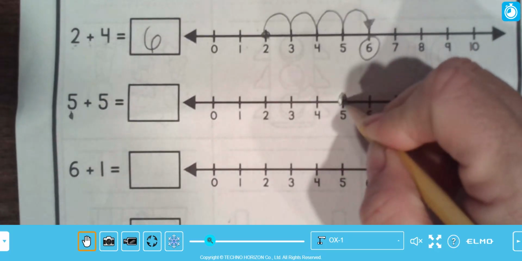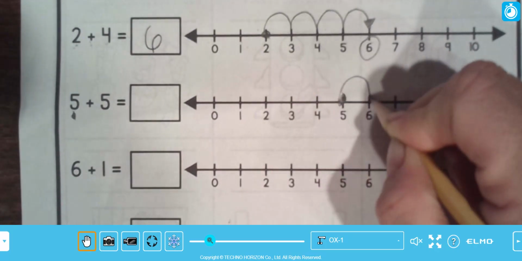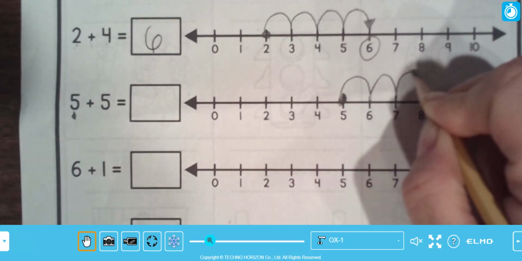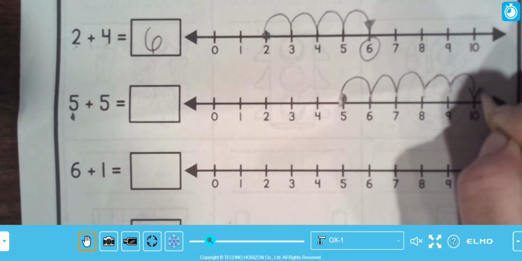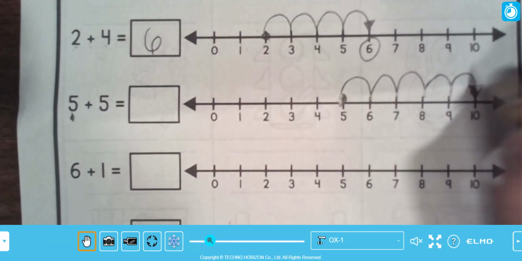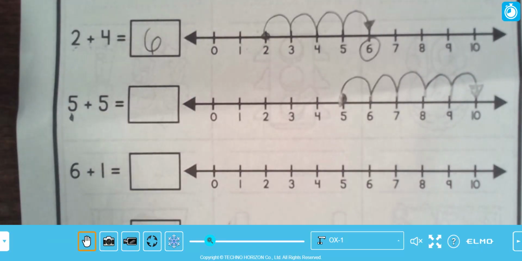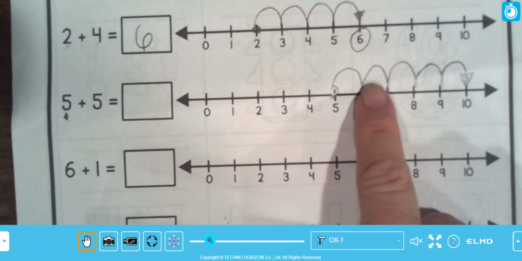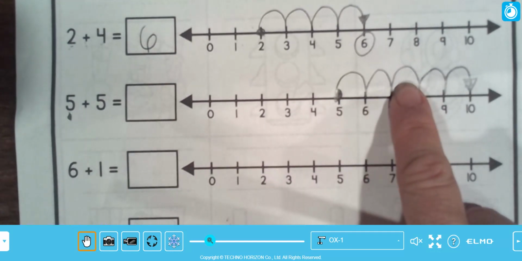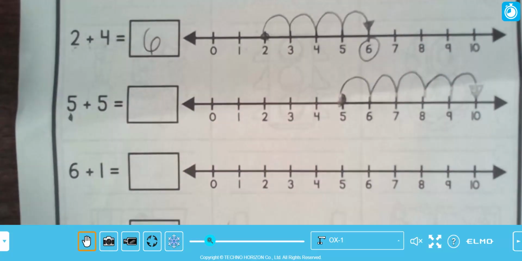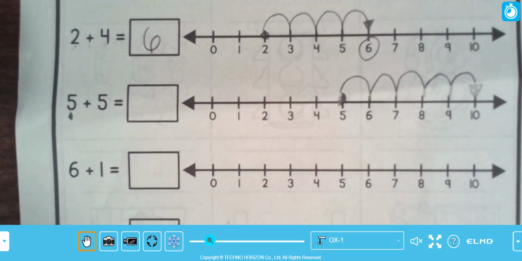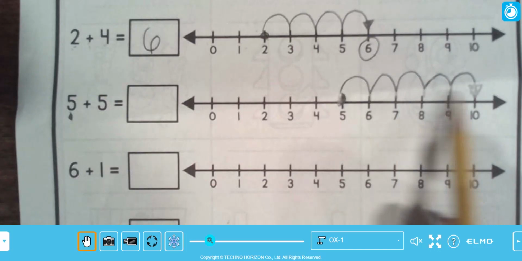So I'm going to start here. I'm going to make 5 bumps. 1, 2, 3, 4, 5. Now I'm going to count my bumps to make sure I did 5. 1, 2, 3, 4, 5. Okay, I counted my 5 bumps. So you go ahead and start at 5 and draw your 5 bumps.